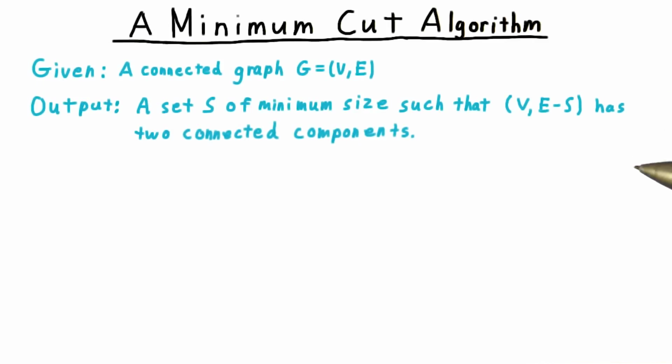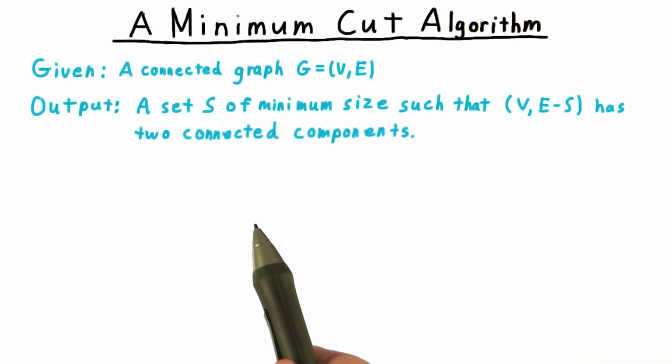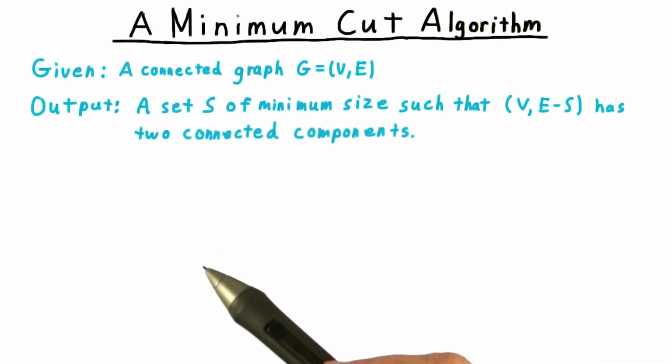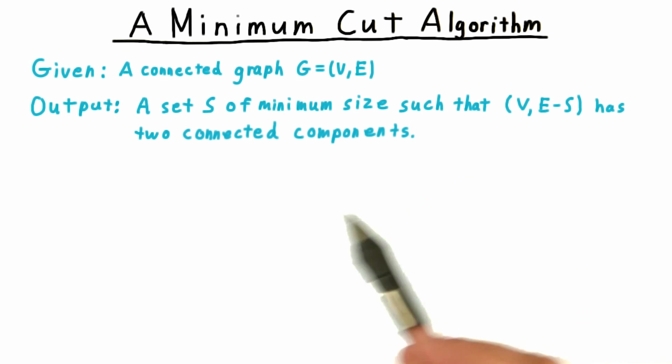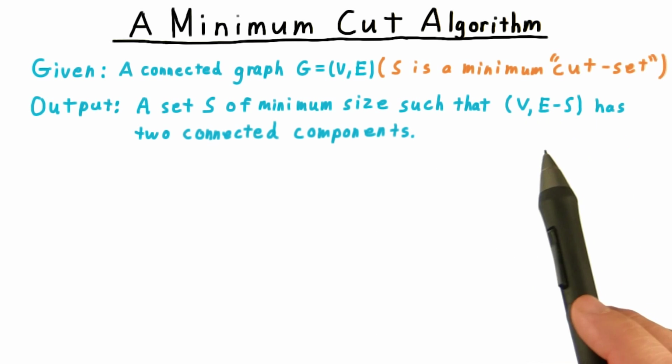Next, we consider a randomized algorithm for finding a minimum cut in a graph. Likely, this won't be as familiar as quicksort. We're given a connected graph G, and the goal is to find a minimum set of edges whose removal from the graph causes the graph to have two connected components. This set of edges is called a minimum cut set.